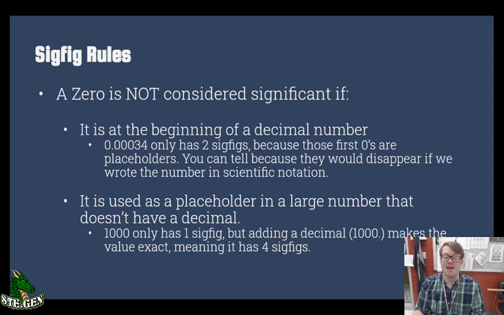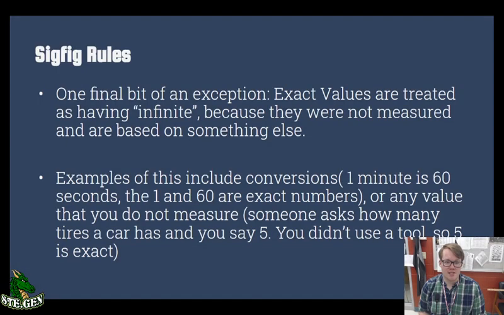That is what I detected. That is what was achieved in doing this experiment. So it makes the value exact. Instead of 1,000 without a decimal having 1 sig fig, 1,000 with a decimal would have 4 sig figs. All of those zeros would become significant because that decimal was added there. Okay, so we've got a couple of examples that we'll talk about in a second.